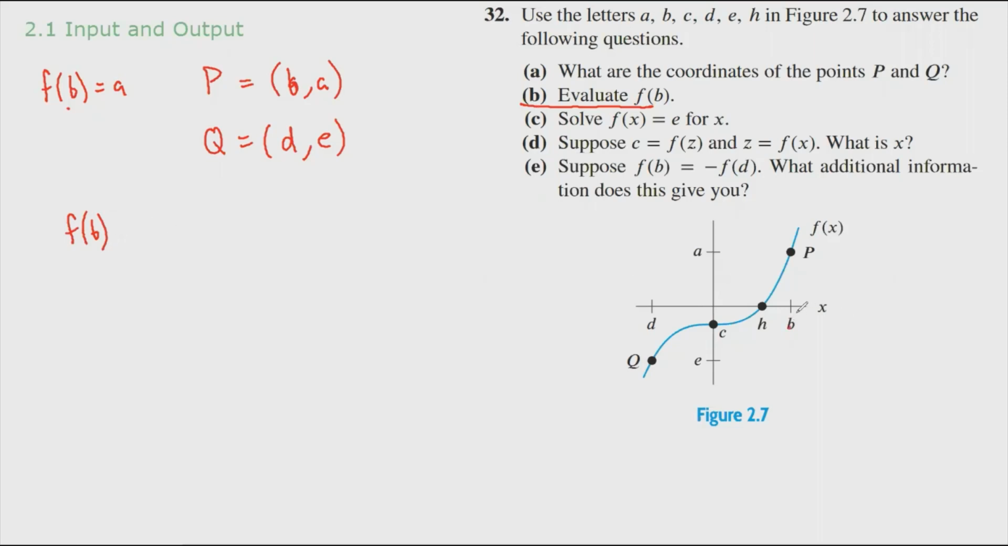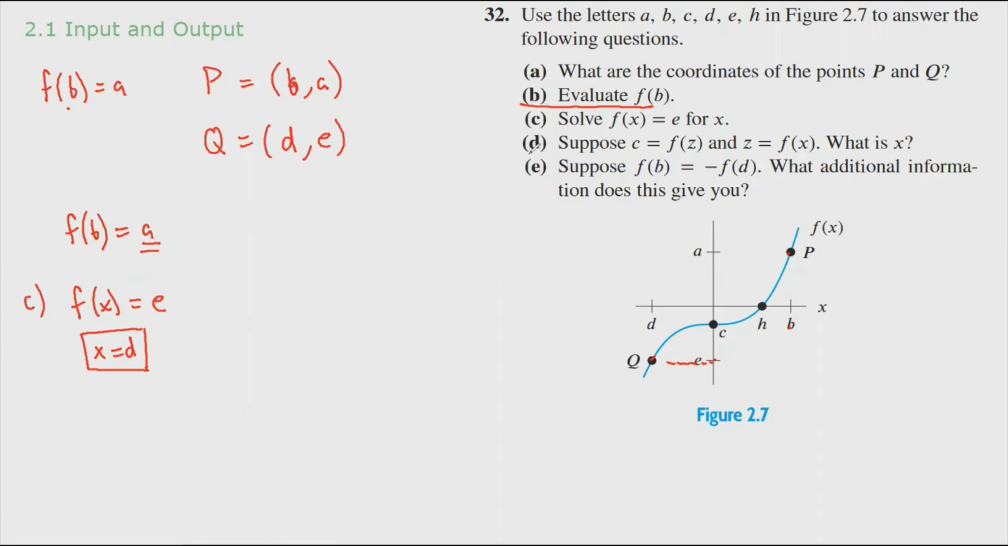And so my input is B, and the corresponding output is A. Let's keep going, friends. In question C, we want to know what on God's green earth is X when the output is E. And so we can see that when the output is E, I needed to use a D to get me there. And so X equals D is our answer.